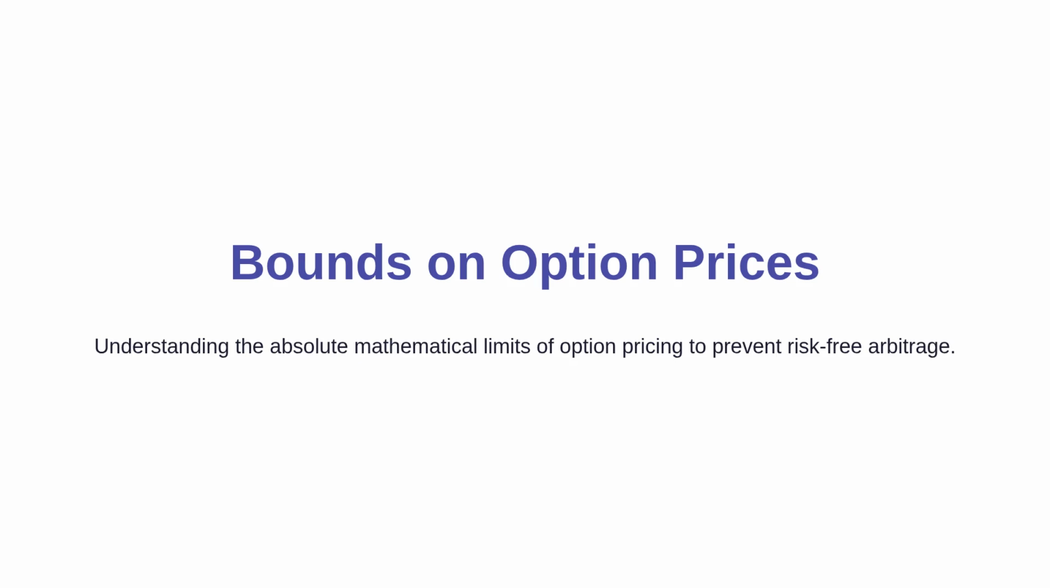Welcome to Mathematical Finance. Today we are diving into a fascinating and crucial topic, bounds on option prices. Imagine buying a ticket that lets you purchase a car for a fixed price. How much should that ticket cost? While we might not know the exact fair price, we definitely know some absolute limits. In financial markets, these limits are called bounds.